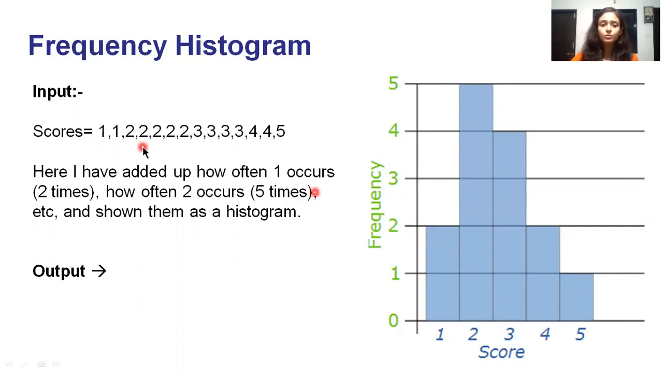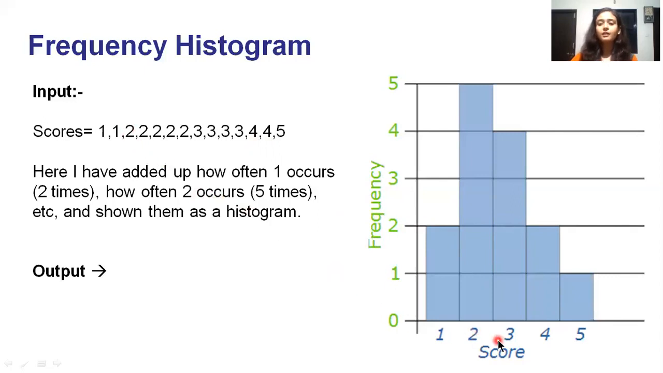Next is 2. How often does 2 occur? 2 occurs 5 times. You can count like this: 1, 2, 3, 4 and 5. So this is my bar of 2, and you can see the frequency of 2 is shown as 5. In a similar way, we have 3, 4 and 5. Let's take the example of 4. You can see here 4 is occurring 2 times, so my bar of 4 shows the frequency as 2. This is how my histogram is shown.